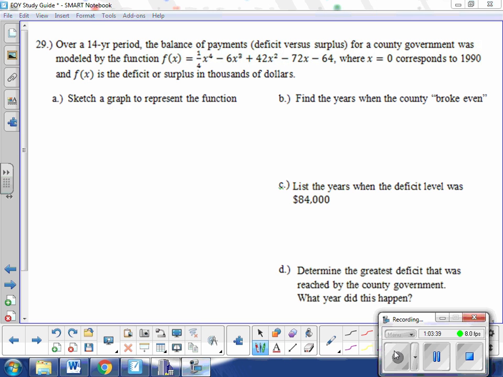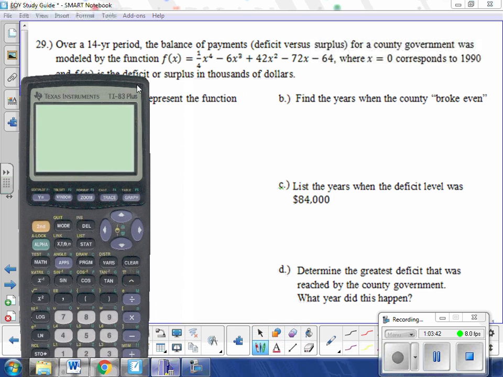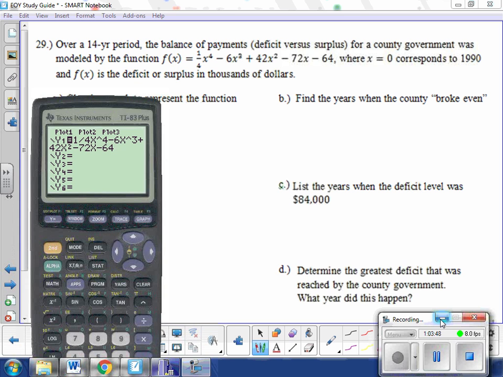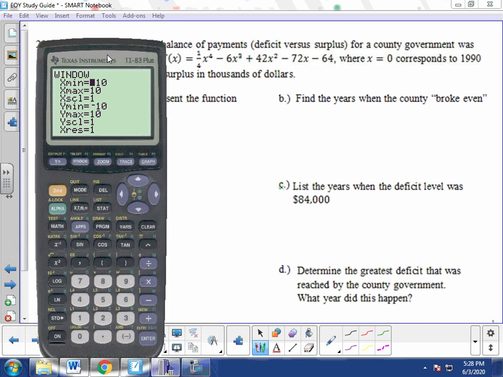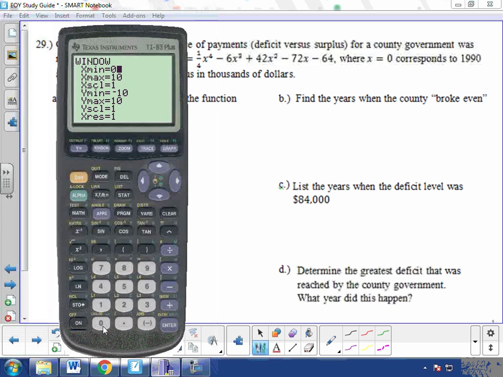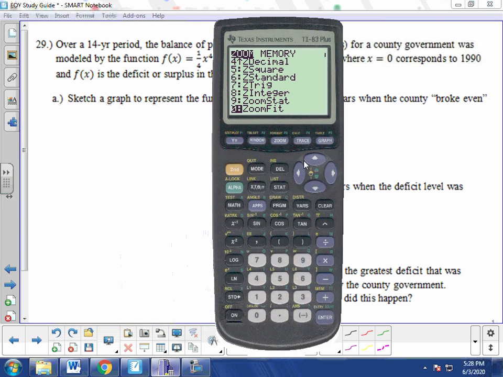So what we can do here is type this function into the calculator and use the calculator to sketch a graph. So I have the function in there. I'm going to go to the window and set my window to represent what we want. This is over a 14-year period, so I'm going to start with x min equals 0, x max equals 14. If you wanted to stretch it out to 15 to get a little bit further, you can. And I'm going to hit zoom, and then go down to 0 for zoom fit. Then I can sketch the graph, making sure that we label axes as we go along.